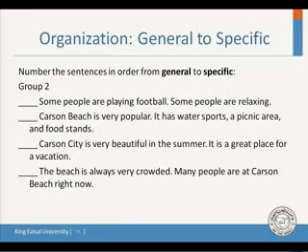Carson City is very beautiful in the summer. It's a great place for vacation. Okay, here you can see we have Carson City is a place and summer is time. The beach is always very crowded. Many people are at Carson Beach right now. So this is number one, general, very general, place and time. Number two, about the beach itself. So first the city, then the beach. Okay, then we talk about the people and what they are doing.